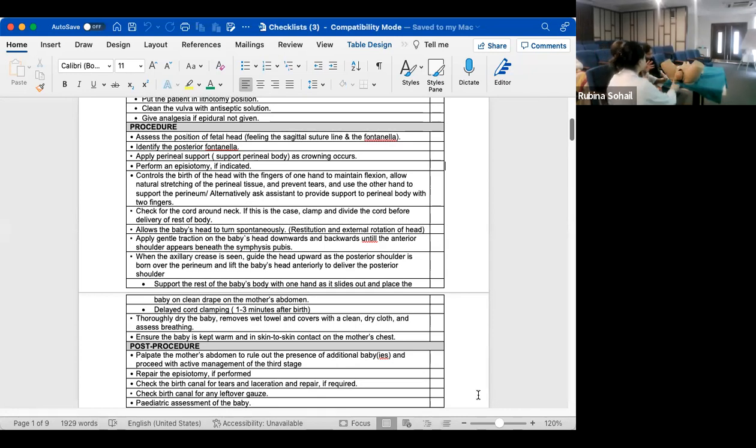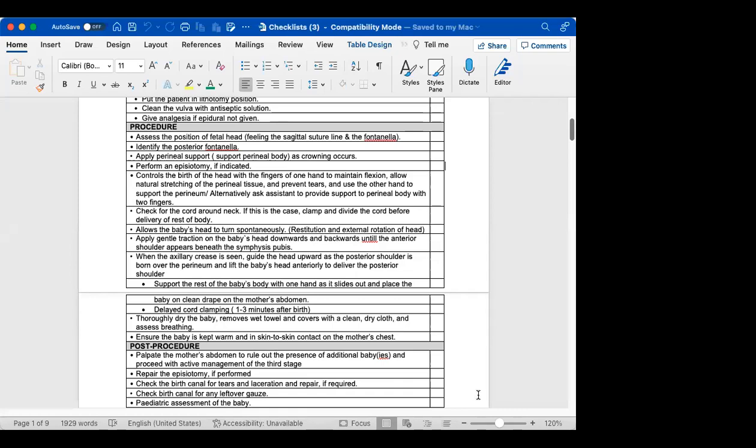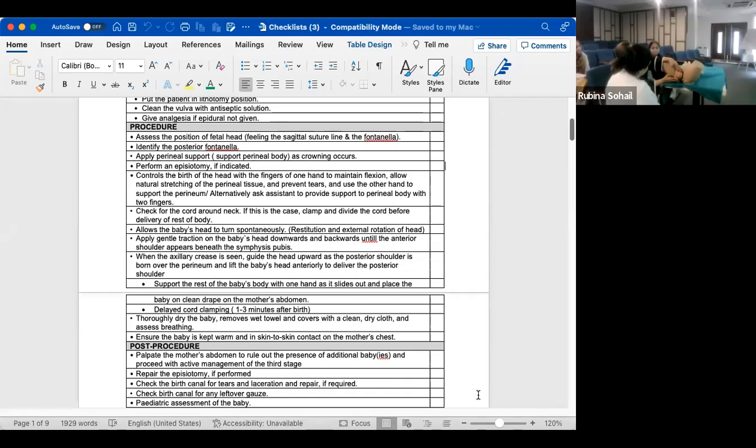There are two ways, as I said. One way is that you compress with the left hand and support with the right hand. The other way is that you ask the assistant to support the epigastric region. When the head of the baby delivers, normally, as I told you, restitution and external rotation of the head will take place.